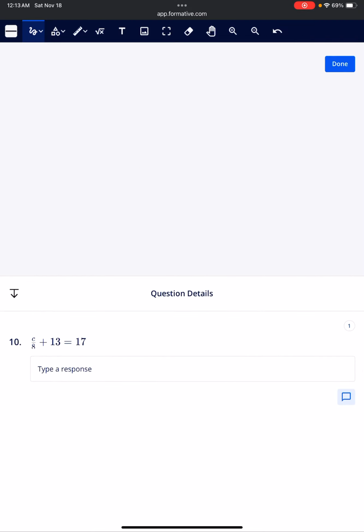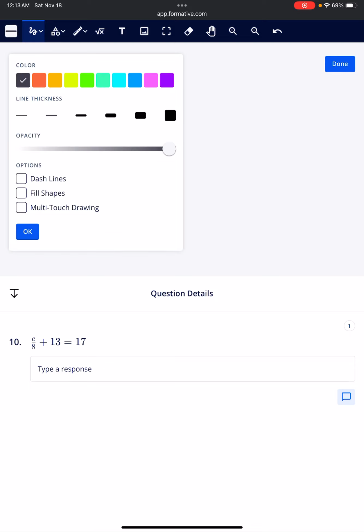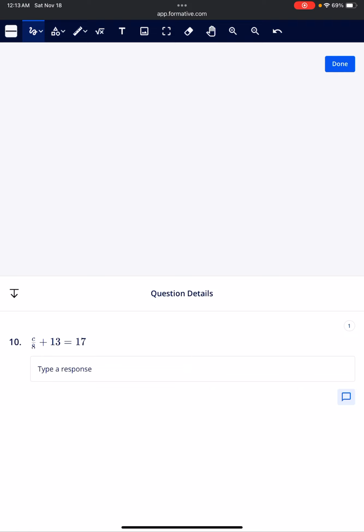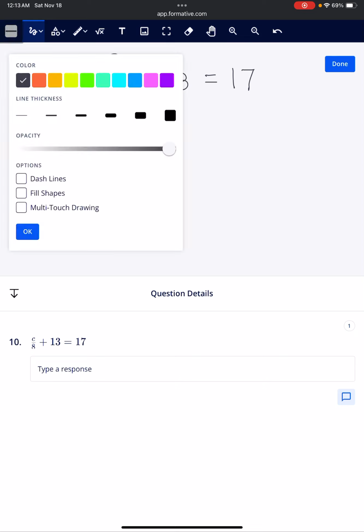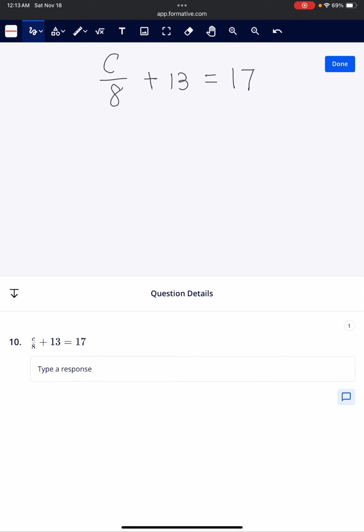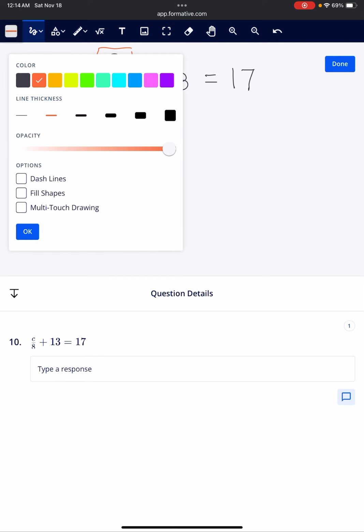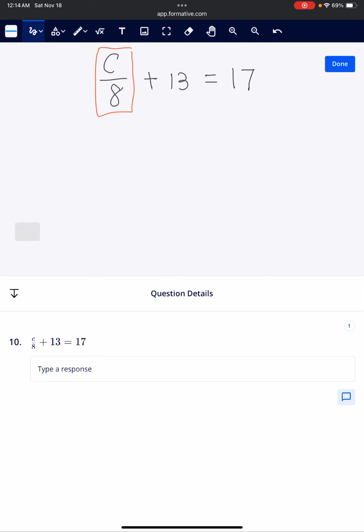So while I'm writing down the problem, you need to try it on your own. So you have c over 8 plus 13 equals 17. Now you need to isolate your variable. So you need to remove plus 13. Since it's plus, to get rid of it, you need to do minus 13.